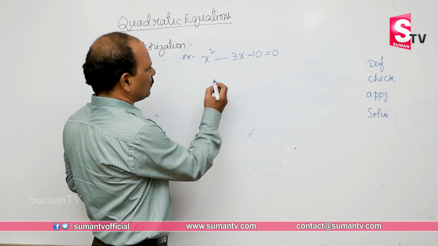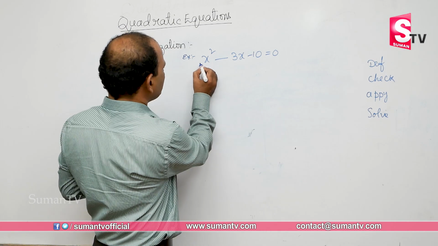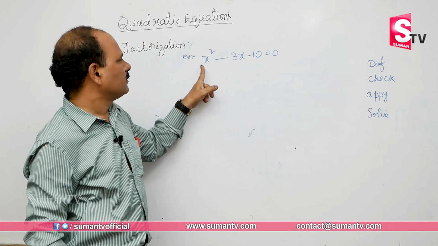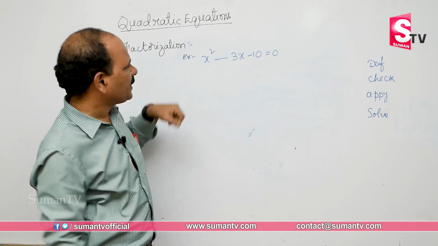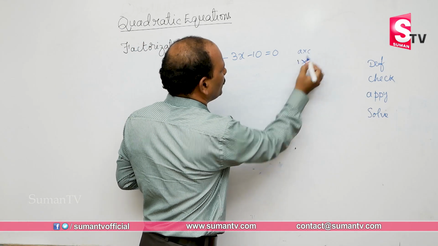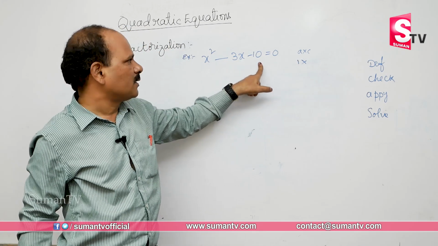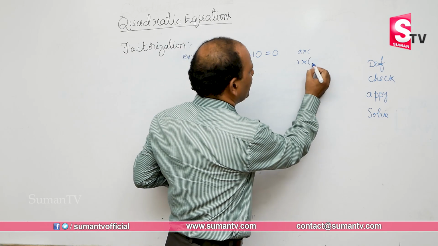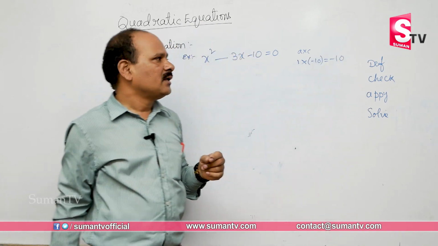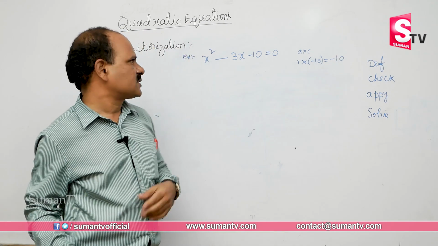Okay. Now, in the first step, I have to multiply a and c. Here, a is 1. If no coefficient is there, you have to take 1. Here, no coefficient is there. So, I am taking a as 1. a into c, that I have to do here. Here, a is 1. And c means the constant part. It is equal to minus 10. a into minus 10 is equal to minus 10. This minus 10 we have to split into factors.